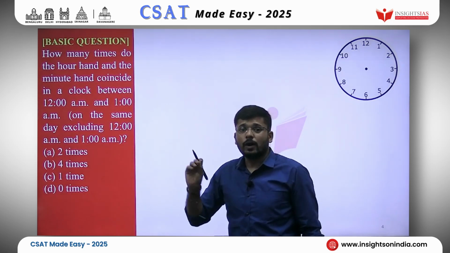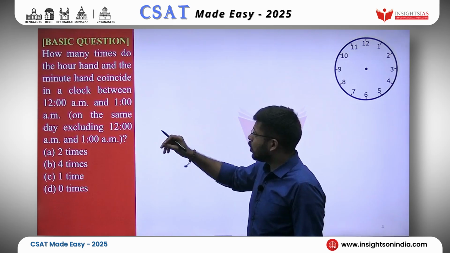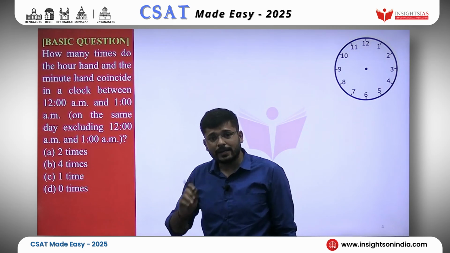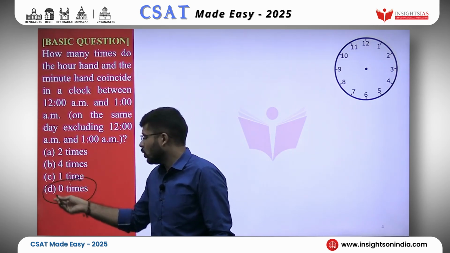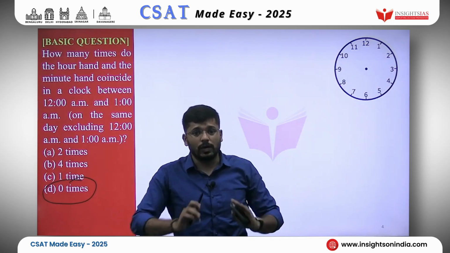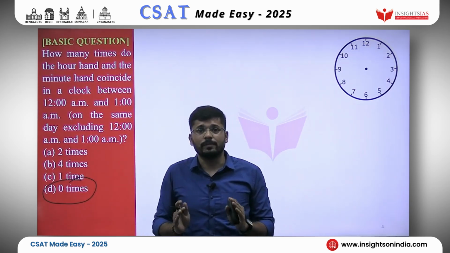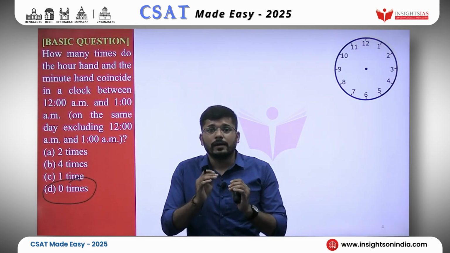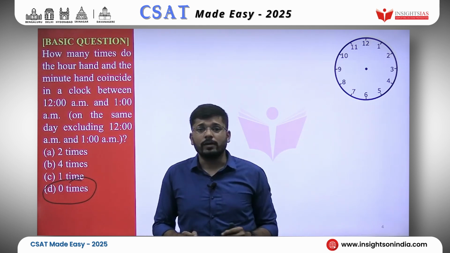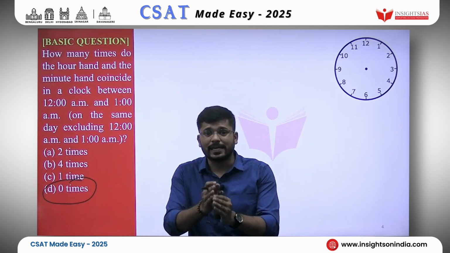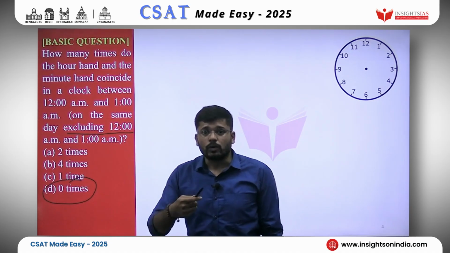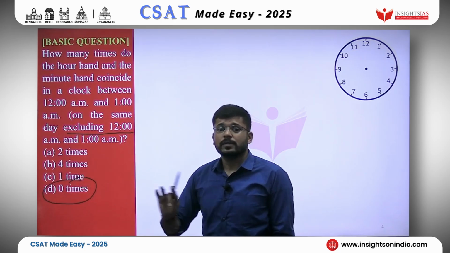How many times do the hour hand and the minute hand coincide in a clock between 12 a.m. and 1 a.m. on the same day, excluding 12 and 1? Again, the answer would be 0. Why? Because as I told you, between 11 and 1, they coincide only once. Just take it as a rule, just remember it. Between 1 o'clock and 11 o'clock, the minute hand and the hour hand coincide 10 times. However, between 11 and 1, they coincide only once, and the time would exactly be 12 o'clock at that time. Since they are asking us to exclude 12 o'clock, our answer would be 0 times.